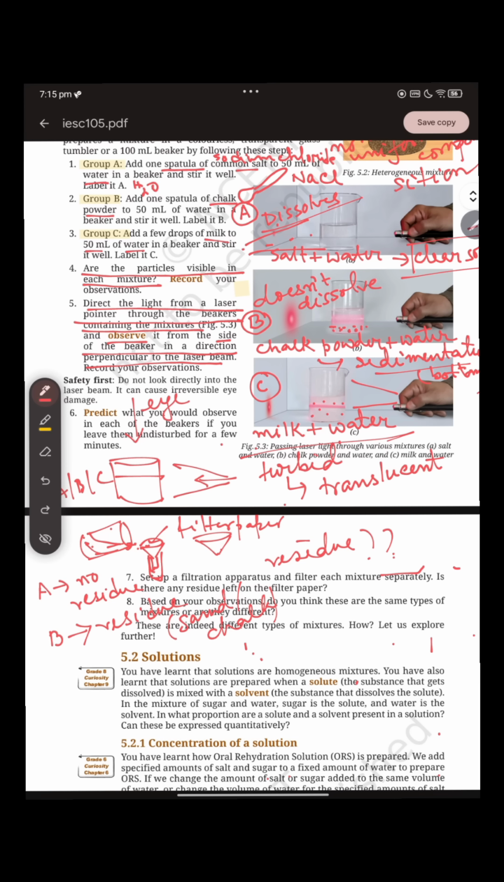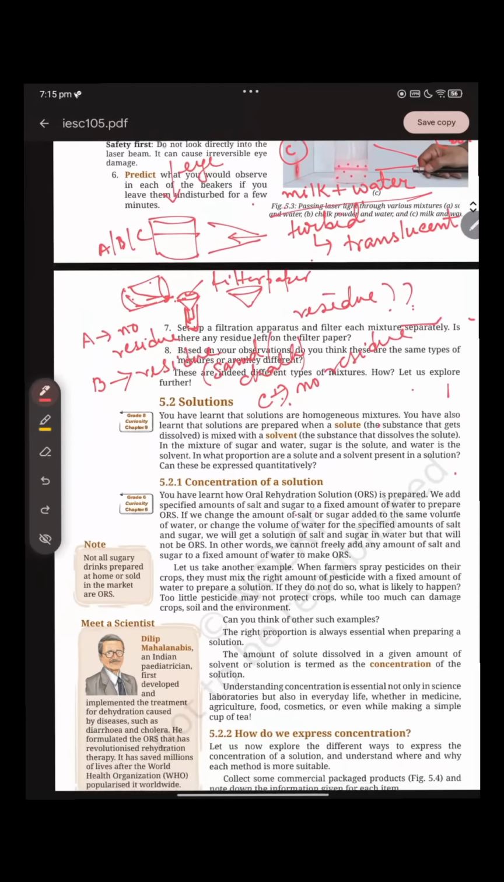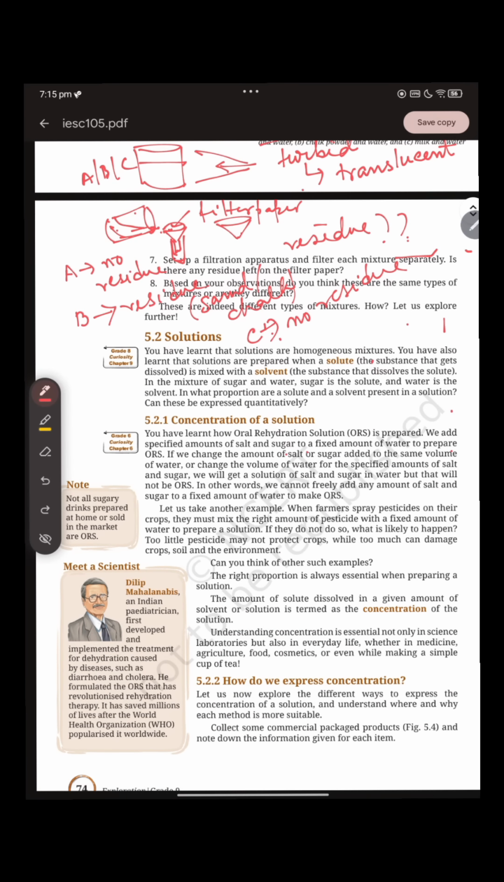Right? Now, when you try to filter the contents of beaker C, you will again see no residue. And you are not able to separate them by filtration, normal filtration. Now the question arises, what type of solution was present in A, in B and C? See in the examples that was given to you.